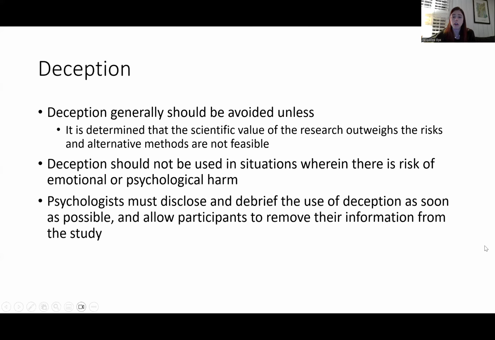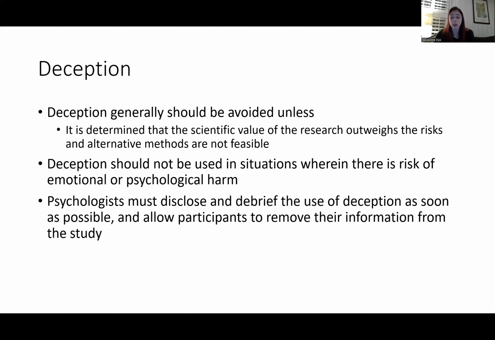Deception. So there's an entire section in the ethics code related to deception, but deception in general is not recommended to be used. It should generally be avoided unless it's determined that the scientific value of the research outweighs the risks and alternative methods are not feasible. So if it's the only way to answer the research question. That said, deception should not be used in situations where there's a risk of emotional or psychological harm.